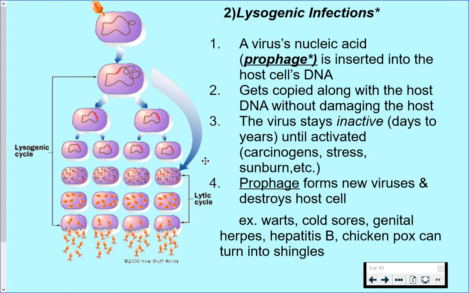So if you can remember, lytic is a short word. You usually get sick quickly, like with a cold or flu, but you're only sick a short amount of time. Lysogenic is a longer word, so you may not know for a long time that you have something like HIV, but once you have it, you have it for the rest of your life. And so it lasts a long time. So long word, long time.